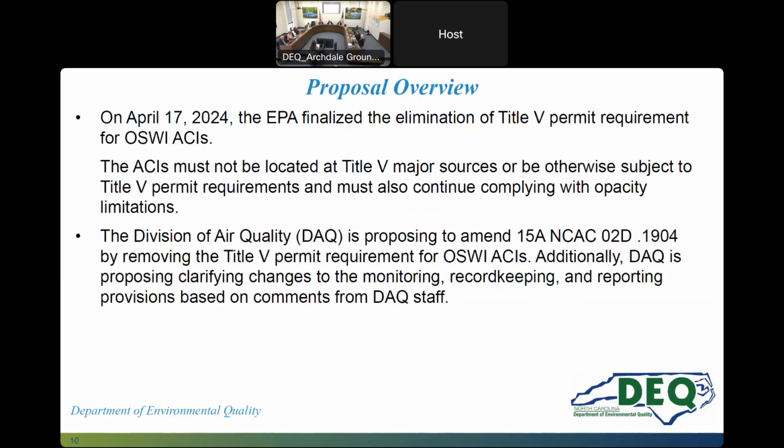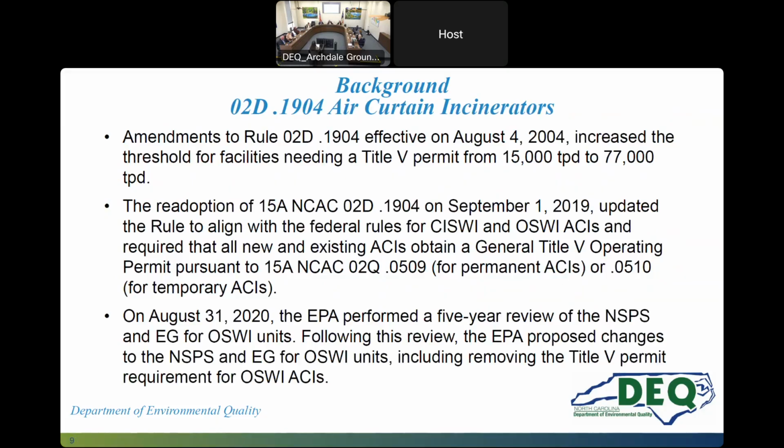Let me stop you right there and ask a question, because I think I'm a little confused on this. Back up to that previous slide, if you would. Now, the first bullet point says the threshold for needing a Title V permit was increased from 15,000 to 77,000 tons per day. But the next bullet, unless I'm misreading it, says that it requires all new and existing ACIs to obtain a Title V and doesn't include that threshold. I think that was a response to a change in the federal rules. Well, what I'm asking here is why would all need a Title V if the threshold has been increased to 77,000 by the Fed? I changed it from having a threshold to all require a Title V permit.